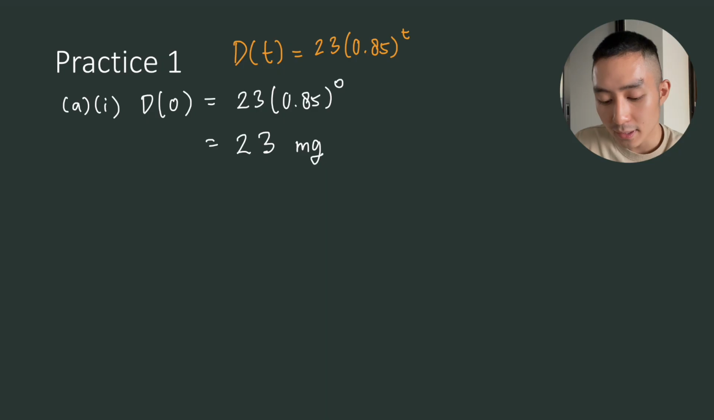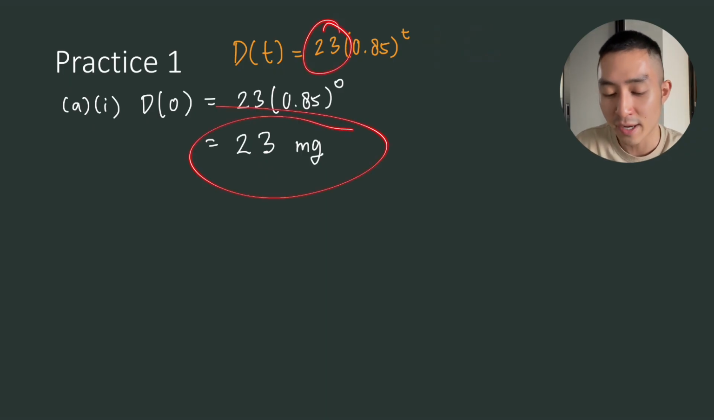Or you can remember that the y-intercept happens when x is 0, right? This is k a to the power x plus c. When x or t is 0, well, it's k plus c, in which there is no c, so the answer is 23 directly.